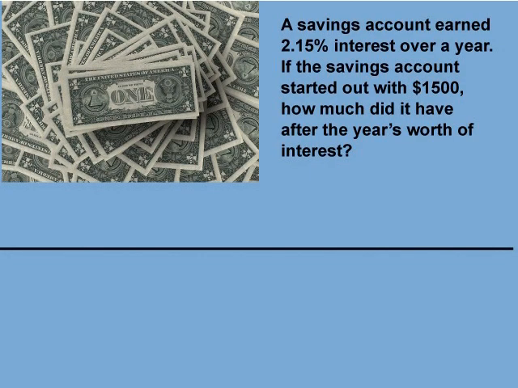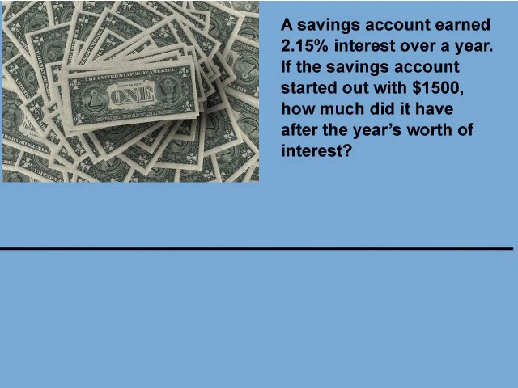A savings account earned 2.15% interest over a year. If the savings account started with $1,500, how much did it have after the year's worth of interest? This is an example of a percent increase, where the value of a number increases by a certain percentage.